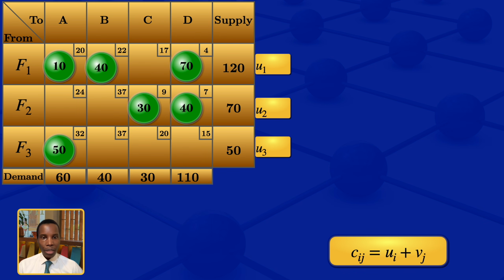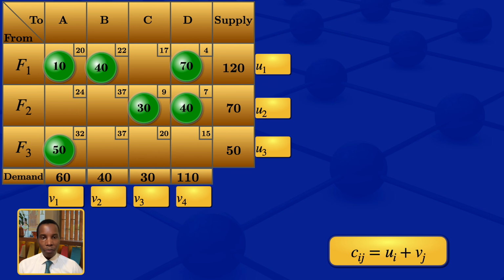For each column, we would have a V. So we have V1, V2, V3, and V4. It is convenient to take the row or column with the most allocations. That's the one where we set the U or the V to be equal to 0. In this case, we see that this row here has 3 allocations, and that's the most there. So we choose our U1 there to be equal to 0. So I'll write my U1 equals to 0. Then we go on and use this U1 to find the V1, the V2, and the V4.